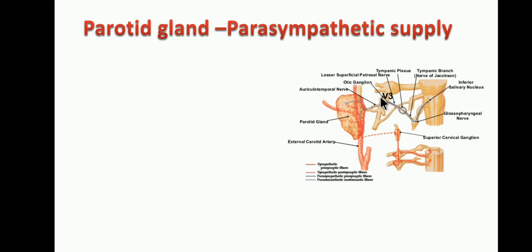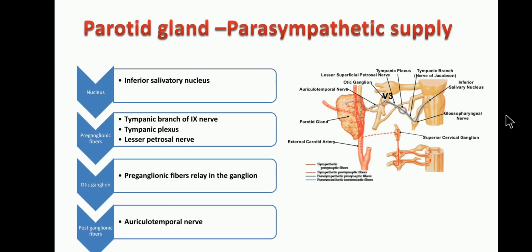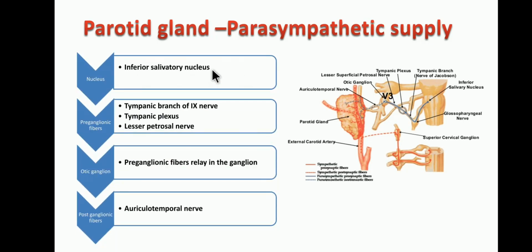So where does it receive the fibers? The fibers mainly come from the inferior salivatory nucleus. The inferior salivatory nucleus is the nucleus for this parasympathetic supply, in the upper part of the medulla, sometimes considered as the lower part of the pons. The fibers emerge via the ninth nerve, the glossopharyngeal nerve, emerging from the medulla. It has two ganglia, superior and inferior.